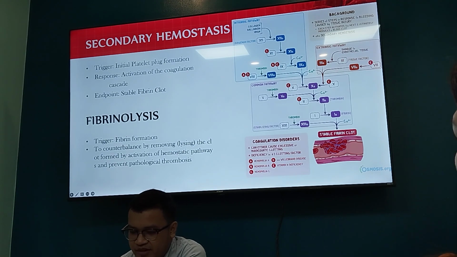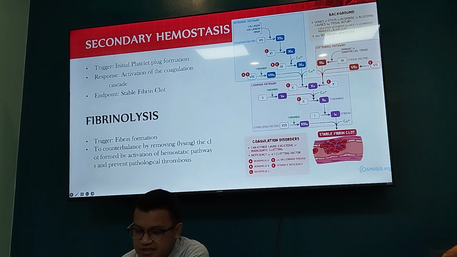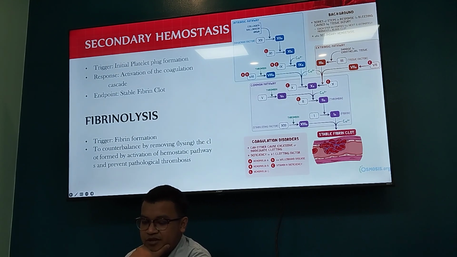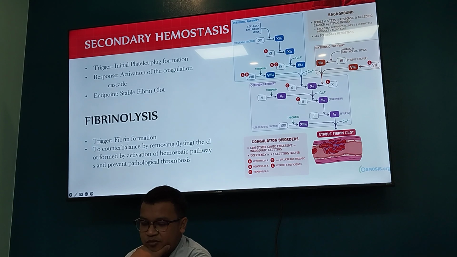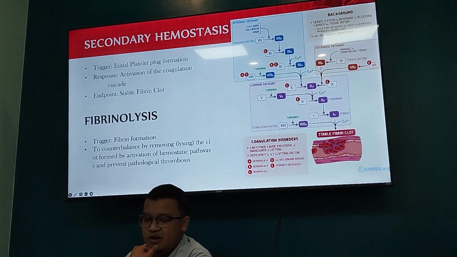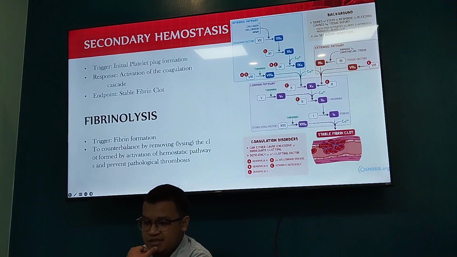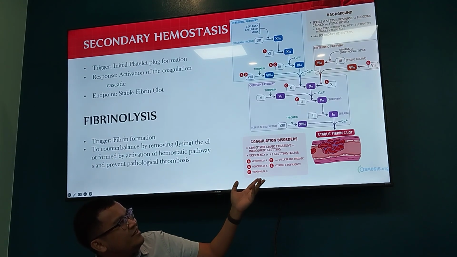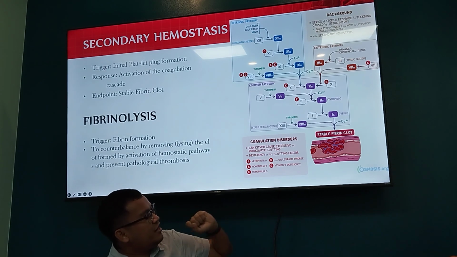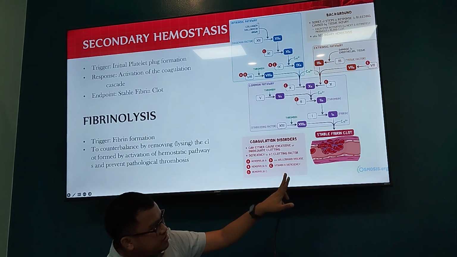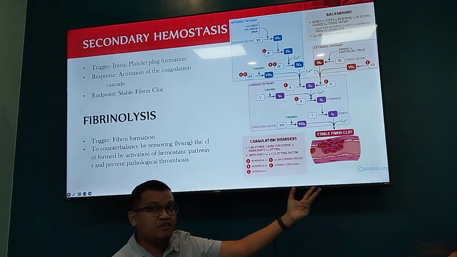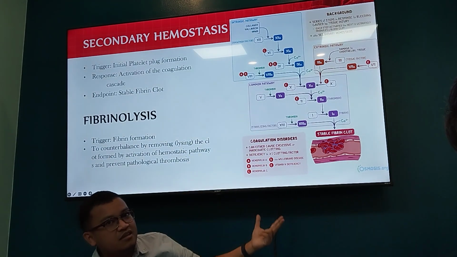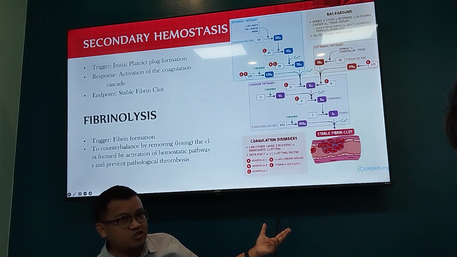In addition to hemostasis, the fibrinolysis pathway is important. Fibrin plays an essential role in hemostasis as both the primary product of the coagulation cascade and the ultimate substrate for fibrinolysis. Its function is to counterbalance by removing or lysing the clot formed by activation of hemostatic pathways and prevent pathological thrombosis. I think it's not really mandatory for you to know the coagulation cascade, medyo complicated. But what's important is that after secondary hemostasis, there's the formation of your stable fibrin clot. So any deficiency of your factors there would mean bleeding. So that's the pathophysiology of your hemophilia.